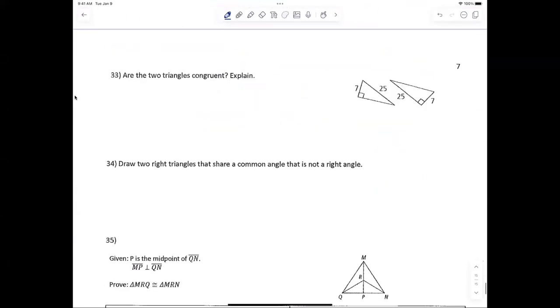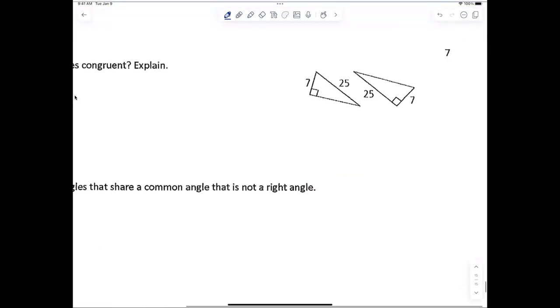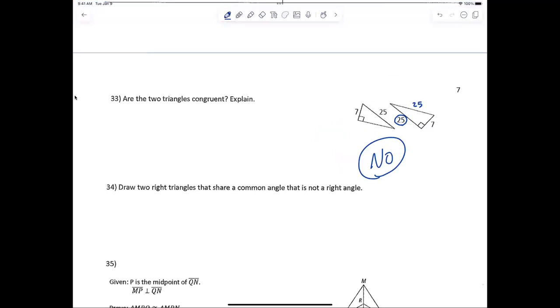All right. Are these two triangles congruent? Yes. All right, it's a what? Hypotenuse leg. Oh, you are right. Thank you. Sorry. She's right. 25 over here is not the hypotenuse. Yeah, that's a sneaky one. All right, thank you. Definitely no.